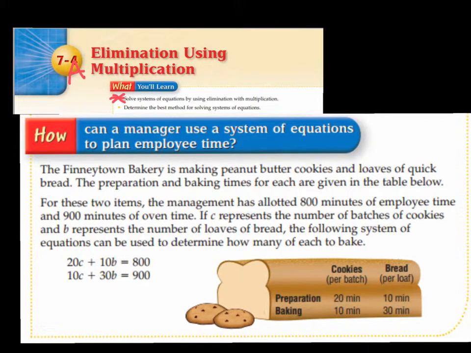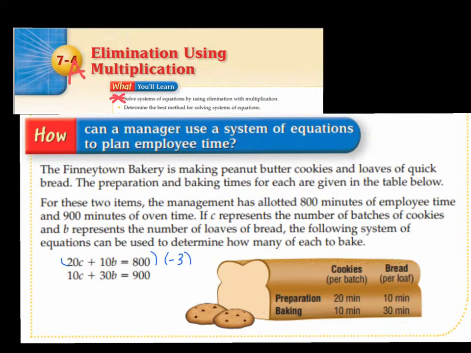The Finneytown Bakery is making peanut butter cookies and loaves of quick bread. The preparation and baking times for each are given in the table below. For these two items, the management has allotted 800 minutes of employee time and 900 minutes of oven time. If C represents the number of batches of cookies and B represents the number of loaves of bread, the following system of equations can be used to determine how many of each to bake.